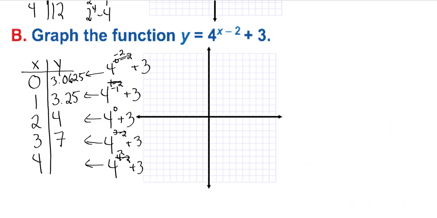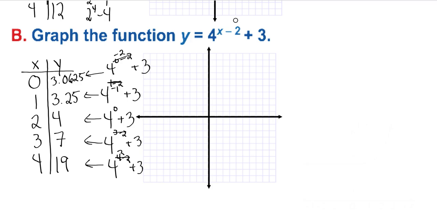4 squared is 16 plus 3 is 19. So you can kind of see we're going to get off the graph real fast here. If I went up to the next one, it'd be 4 cubed plus 3, and we're in the 60s then. Okay, so that's why those 5 coordinates are the best ones to choose based on the exponent.